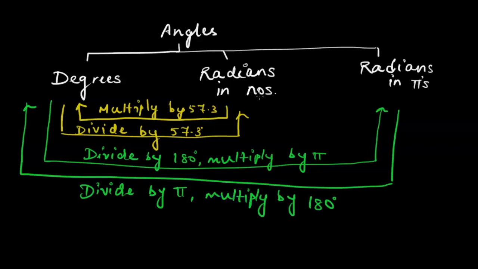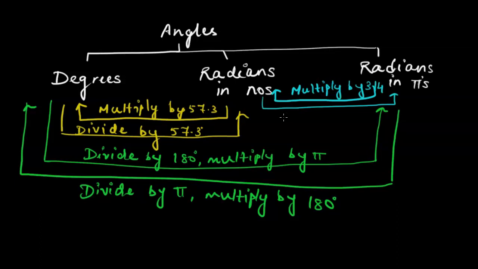In the same way, we can relate radians in numbers with radians in pi. This is a very simple relationship. If we want to change radians in pi to radians in numbers, we just have to multiply by the pi value, and that is 3.14. The reverse is the inverse operation, and that is divide by 3.14. Once we memorize these operations and their relationships, we can easily apply them to questions.